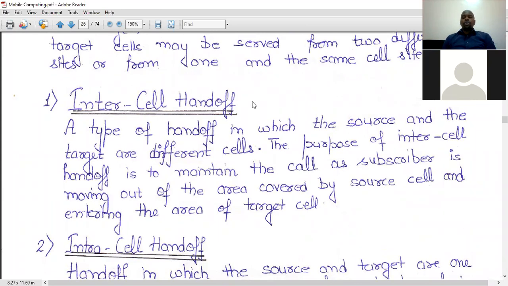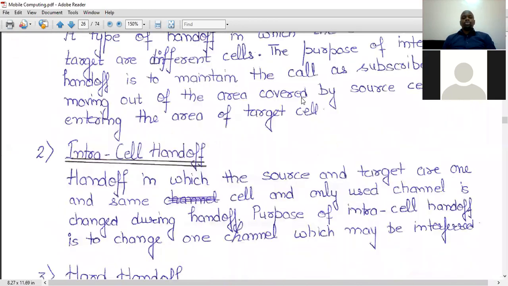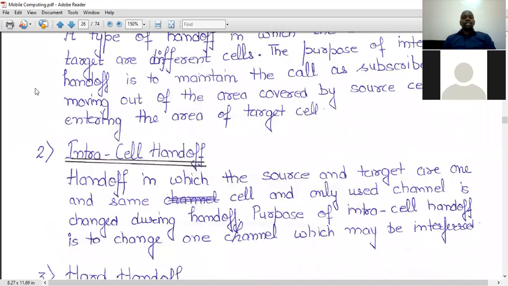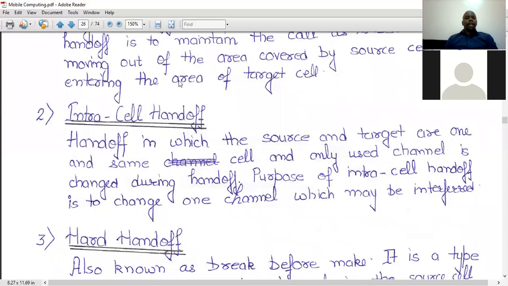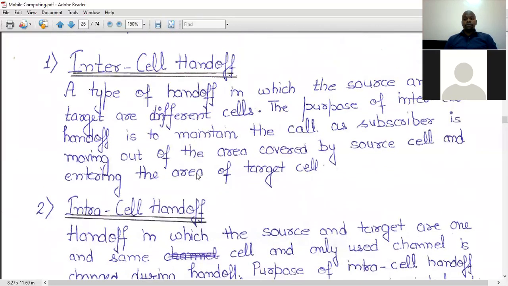Handoff occurs when a caller is moving from one cell to another. That is why it is written here. It is a type of handoff in which the source and the target are different cells. The purpose of intercell handoff is to maintain the call as the subscriber or the caller is moving out of the area covered by the source cell and entering the area of the target cell. So this is the most basic kind of handoff, where you are moving from one cell to another.